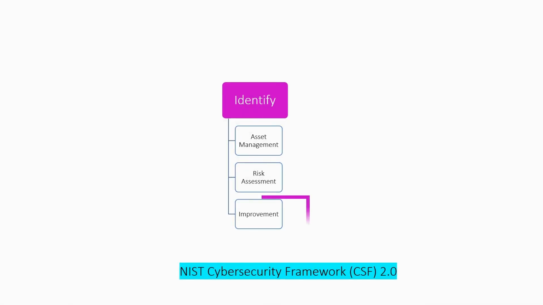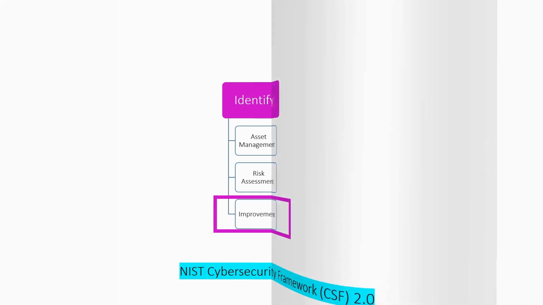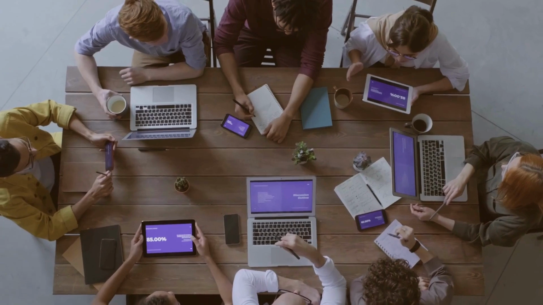In this lecture, we will discuss the third subcategory of Identify, that is Improvement. Improvement has a total of 4 subcategories. We will discuss in detail how to implement each one of these. The first subcategory requires that improvements are identified from evaluations.